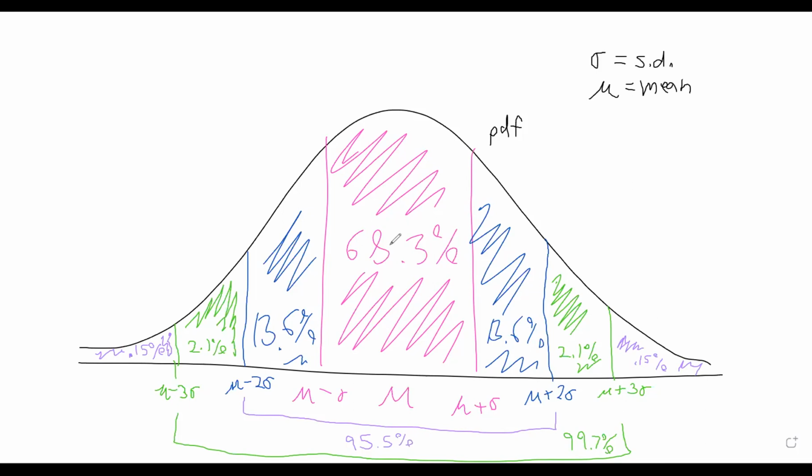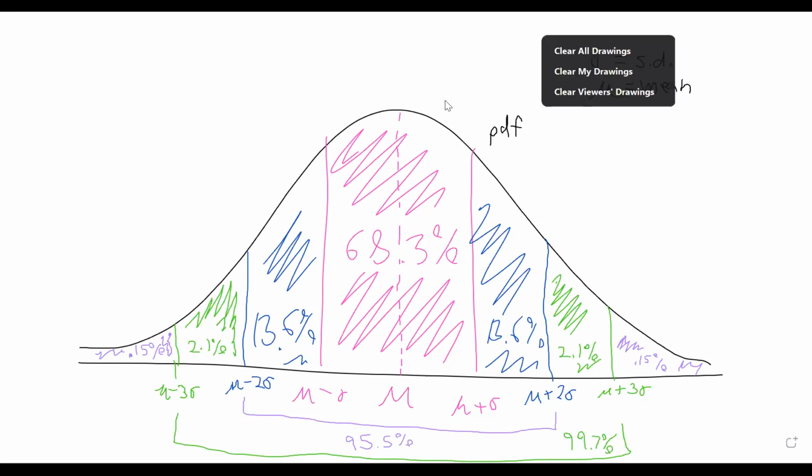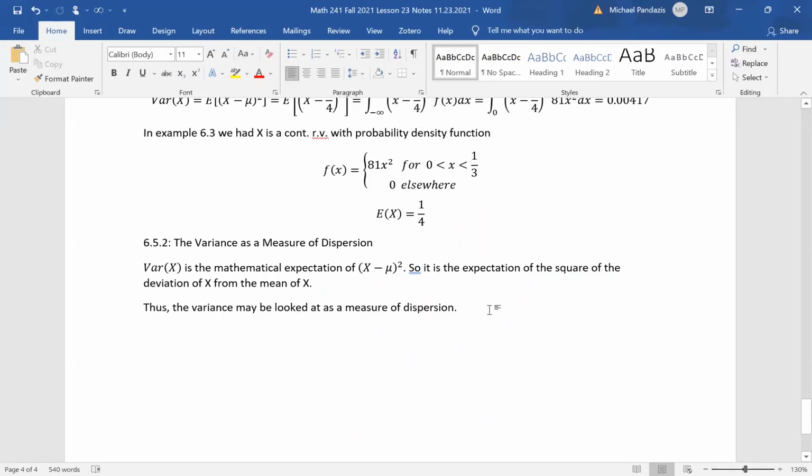Okay, so you have your PDF, and then these are the areas, the percentages of the area under the curve, as far as how far away you are from the mean. Right, the mean is here. It's that point there. That's a vertical line. Okay, good. So that explains that. I think it's clear from the picture.